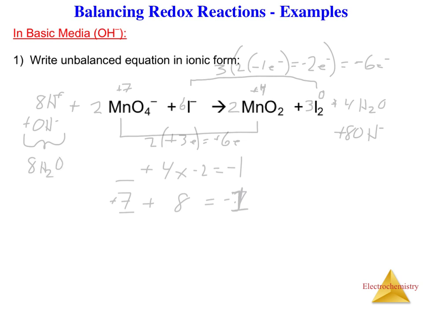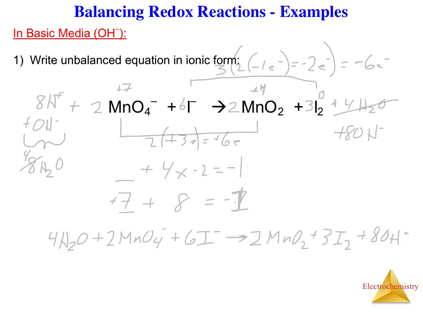Now, technically, my equation is balanced, but I can clean it up by canceling out my waters. On the right side, I've got 4 waters. On the left side, I've got 8 waters. And so if I subtract off the waters, I get rid of those, and I can convert these to 4 waters. I would now have a balanced equation. So let me rewrite this. Okay, so I've now rewritten the equation.